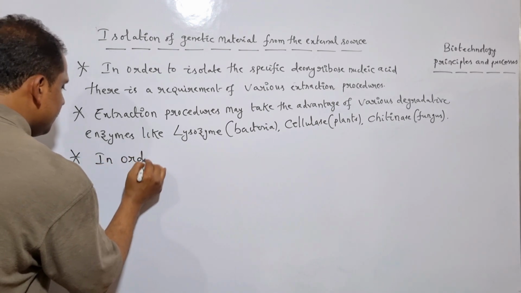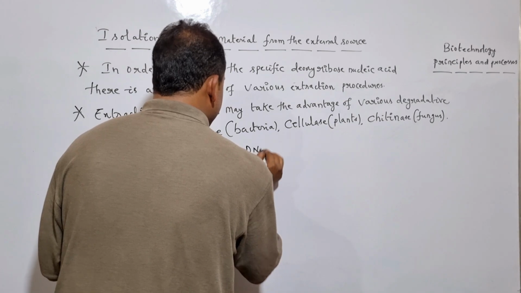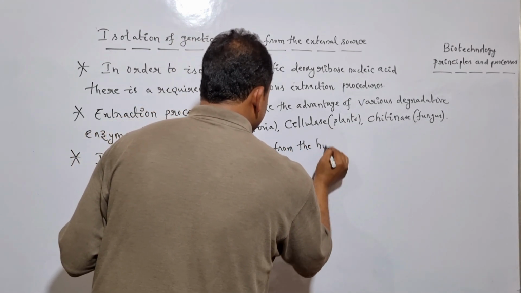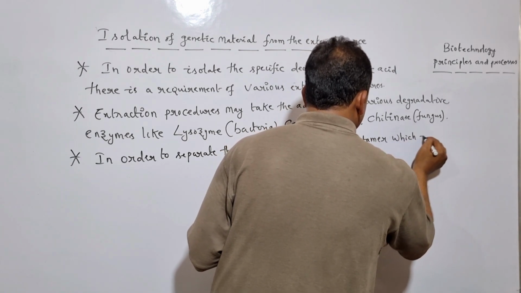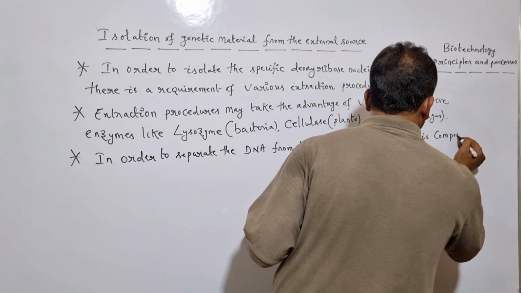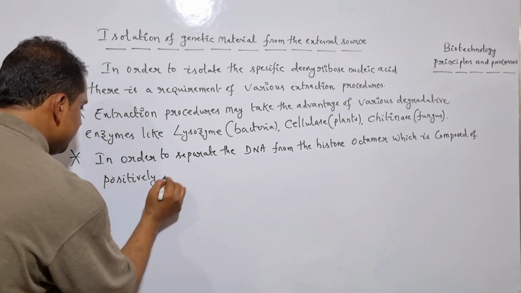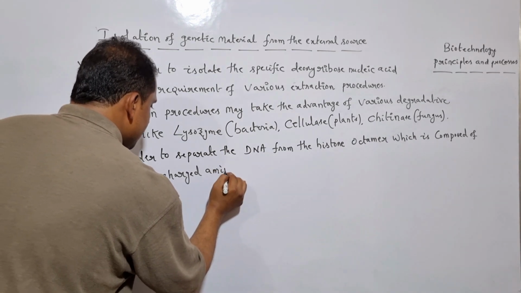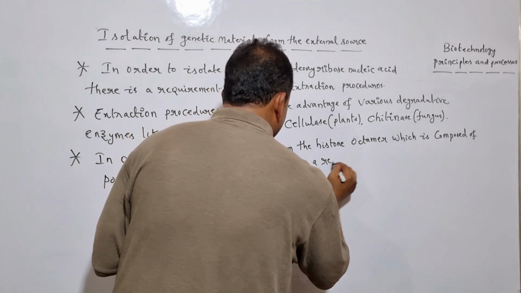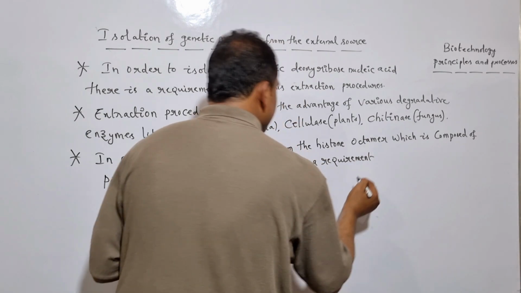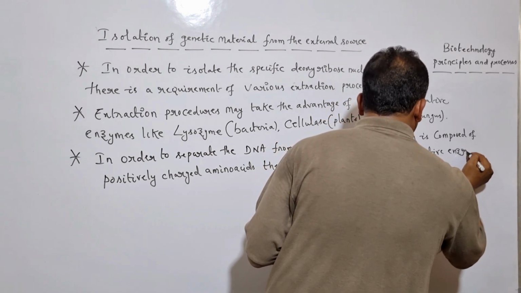In order to separate the DNA from the histone octamer, which is composed of positively charged amino acids, there is a requirement of a degradative enzyme like protease.